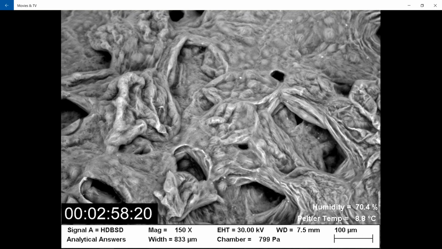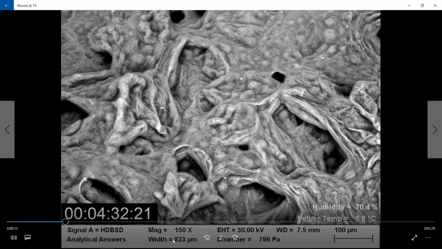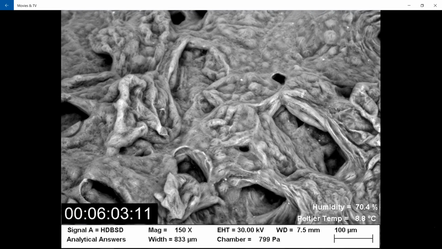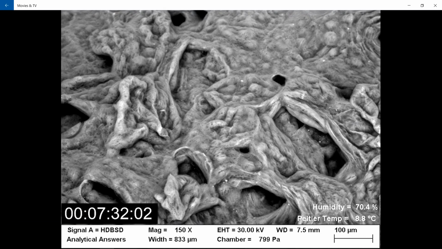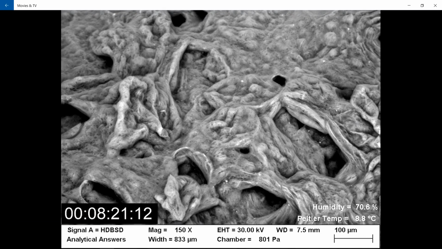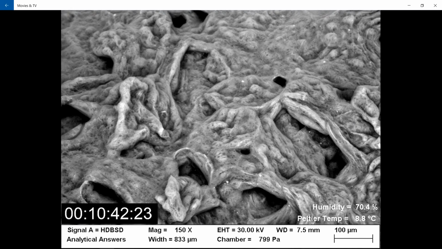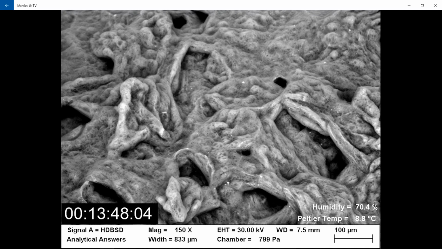This is exposure to a lower humidity, only 70%. This is an 800 micron field of view, so a 150x image. After 7 minutes of exposure, there is very little difference between the start material and what we see here. Even running it out to a 15-minute exposure doesn't really show much of a change at the 70% humidity level.